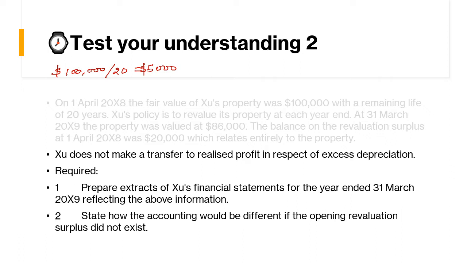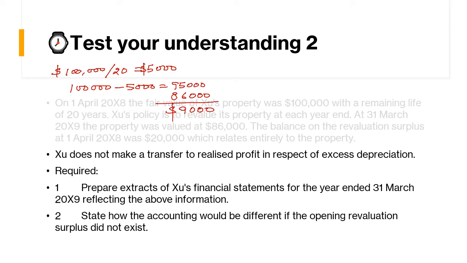So what is the value of the asset at the time of revaluation, or we can say at the year end? That is 1 lakh less 5,000, which is equal to 95,000. And what is the revalued amount? The revalued amount is 86,000. Then that means we have a loss of $9,000. This is the loss on revaluation.